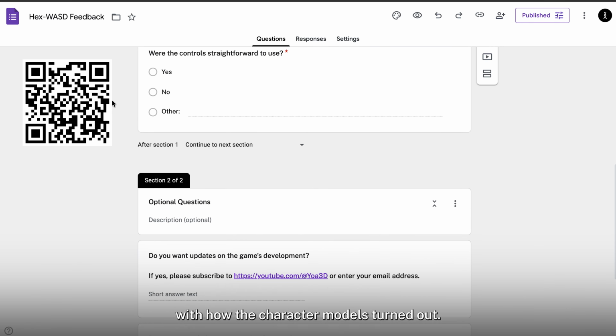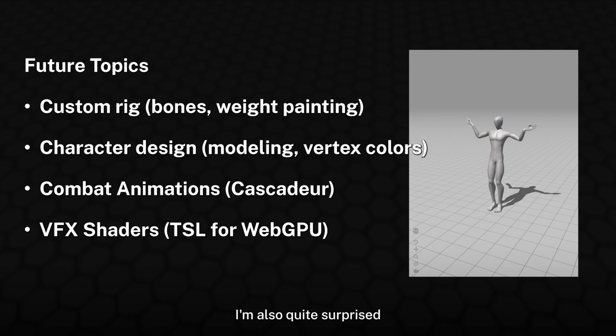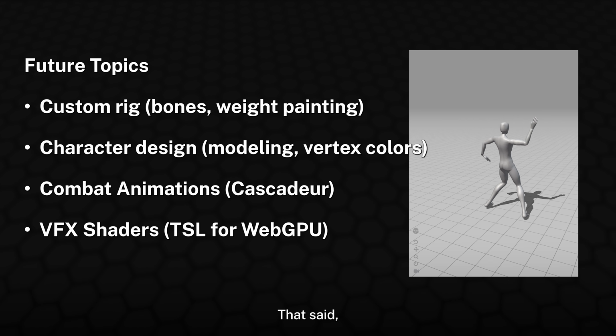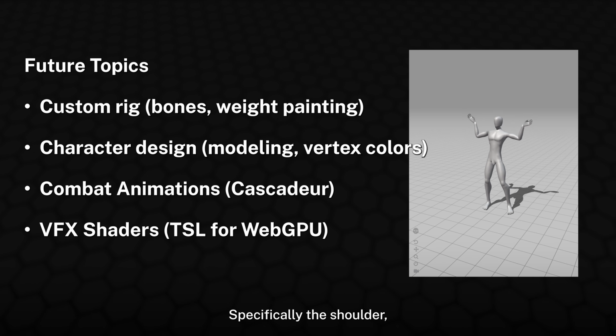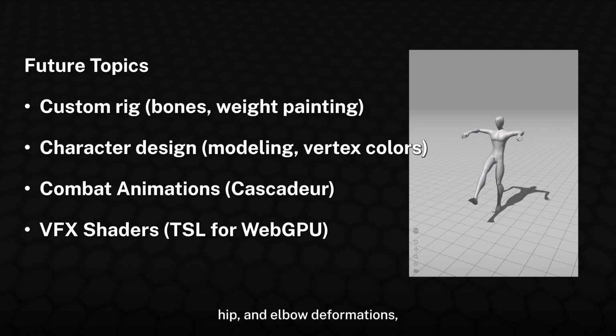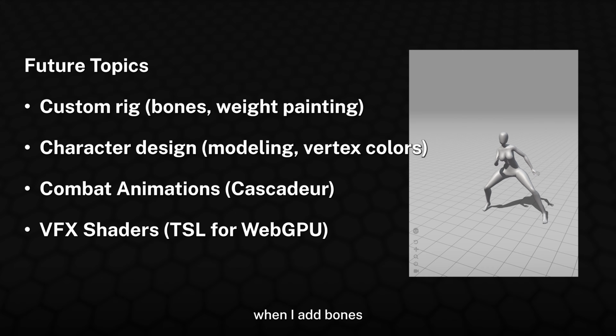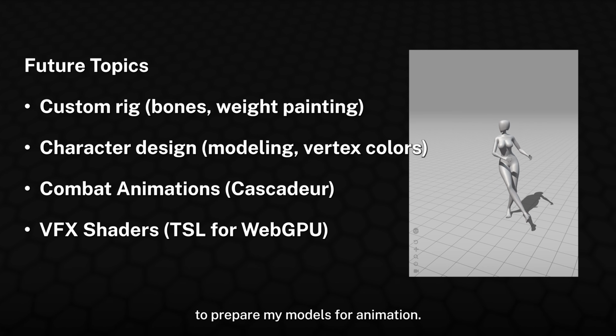Overall, I'm quite happy with how the character models turned out. I'm also quite surprised by how nice the Mixamo auto-rigging is. That said, there are definitely a few issues, specifically the shoulder, hip, and elbow deformations, which I'll be addressing next episode when I add bones and weight painting to prepare my models for animation.